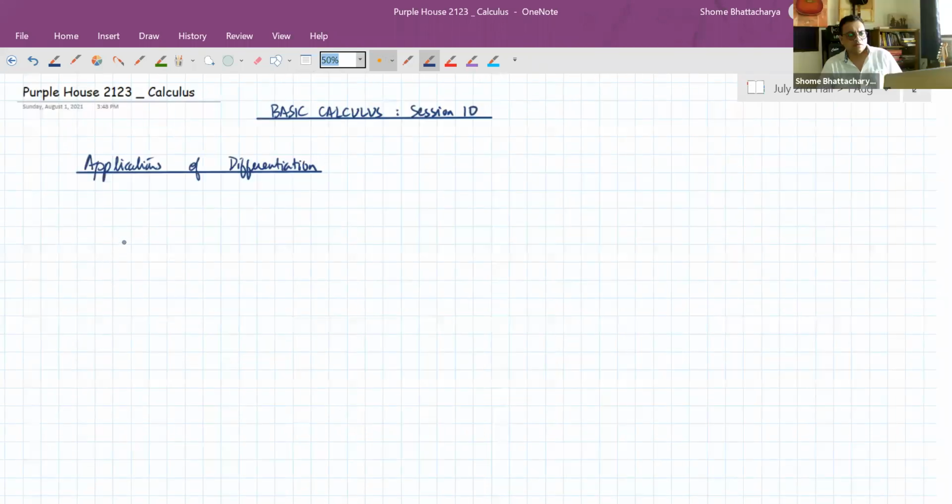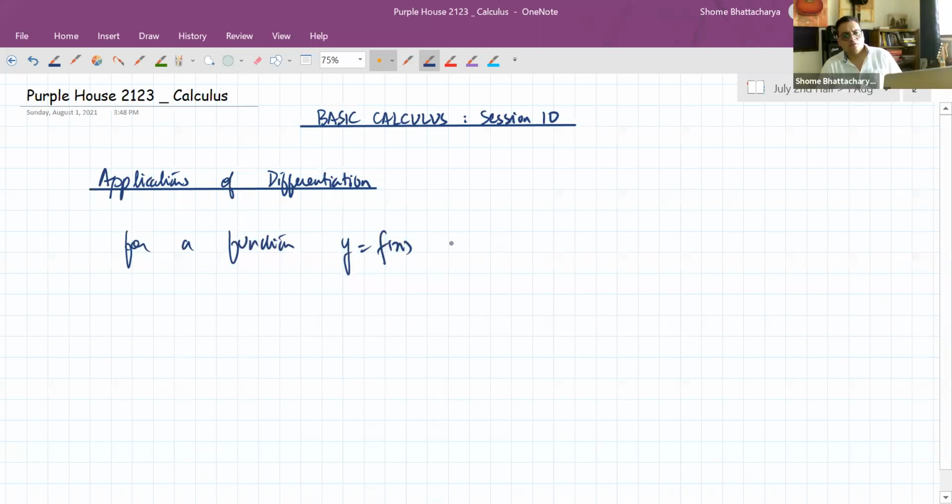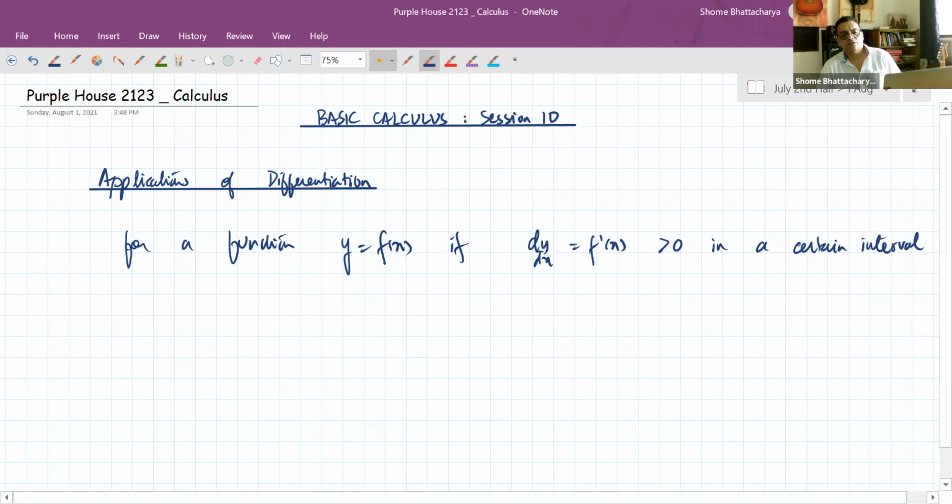So what we saw is that for a given function y equal to f(x), if the derivative of the function, dy by dx, is positive in a certain interval, so interval means set of values of x, let's say x belonging to a to b, that means the function is increasing in that interval because it has a positive slope. So as x increases, y also increases. So we say that the behavior of the function is increasing.